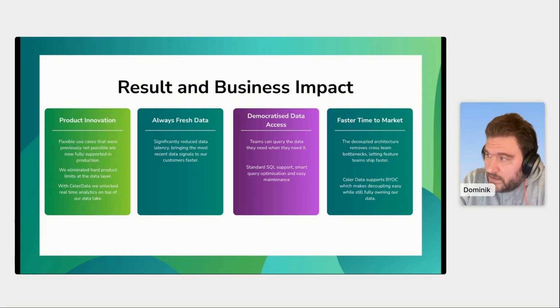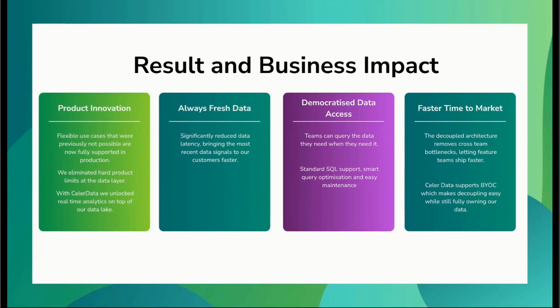We also democratized data access, so teams can now query the data that they need when they need it, with standard SQL support, smart query optimization, and easy maintenance. Through the CelerData Cloud, this is working very well. And eventually, we have a faster time to market. We decoupled the architecture and removed cross-team bottlenecks, letting the teams ship faster, right? The CelerData bring your own cloud architecture helped with this a lot.